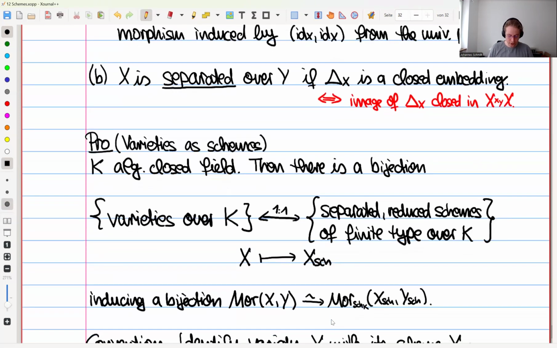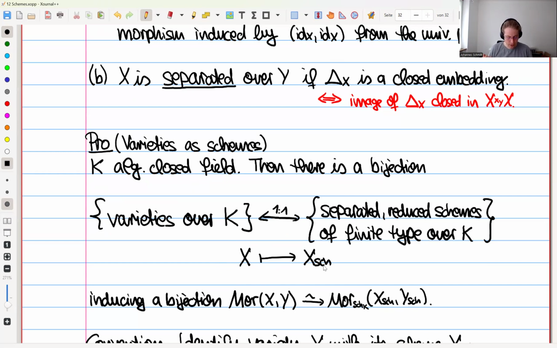This also induces a bijection on the morphisms. So if you have X and Y, 2 varieties over K, then the morphisms between them as varieties are the same things as the morphisms between their associated schemes. And here you need to take morphisms of schemes over K, as we're going to see as the last thing in the video. So yes, this means you can basically understand everything about these varieties and the maps between them inside this language of schemes.